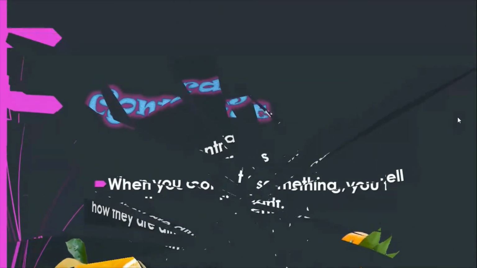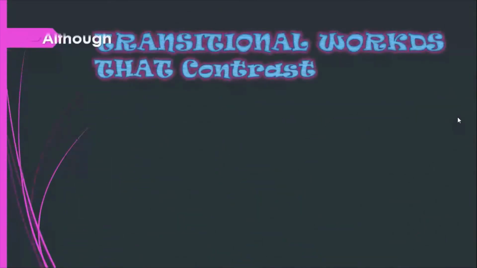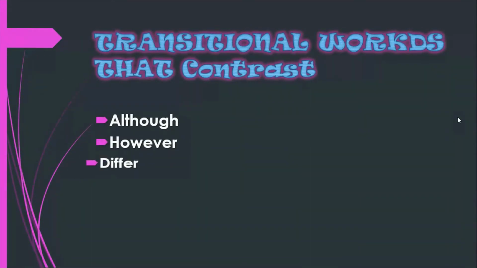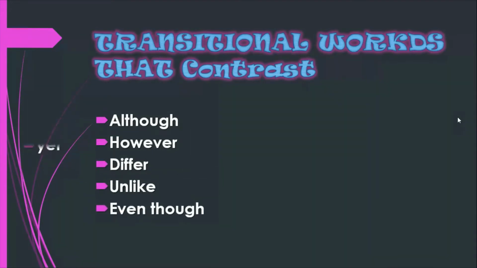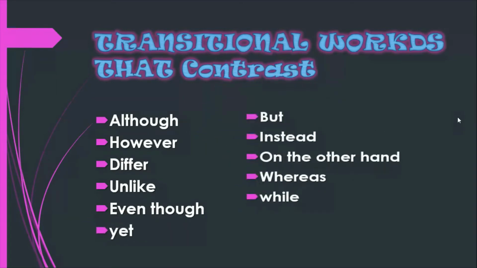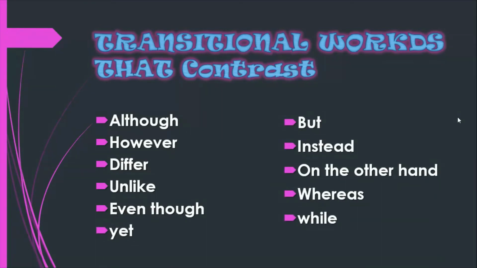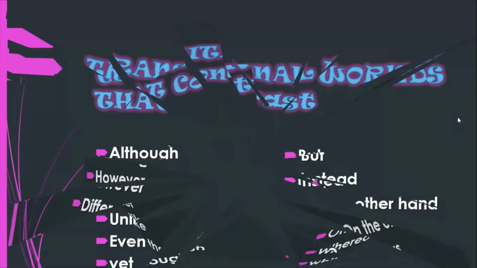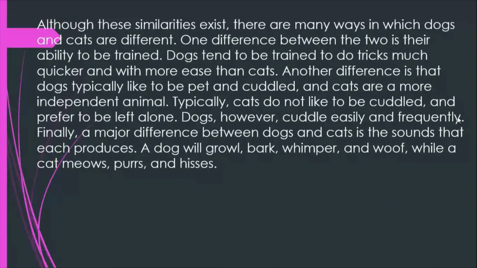So let's go ahead and look at some of the vocabulary words that we use when we're writing or speaking to compare and contrast, and what we can actually look for when we're reading about comparing and contrasting. Okay, so here we have although, however, differ, unlike, even though, yet, but, instead, on the other hand, whereas, while. Right? Okay.